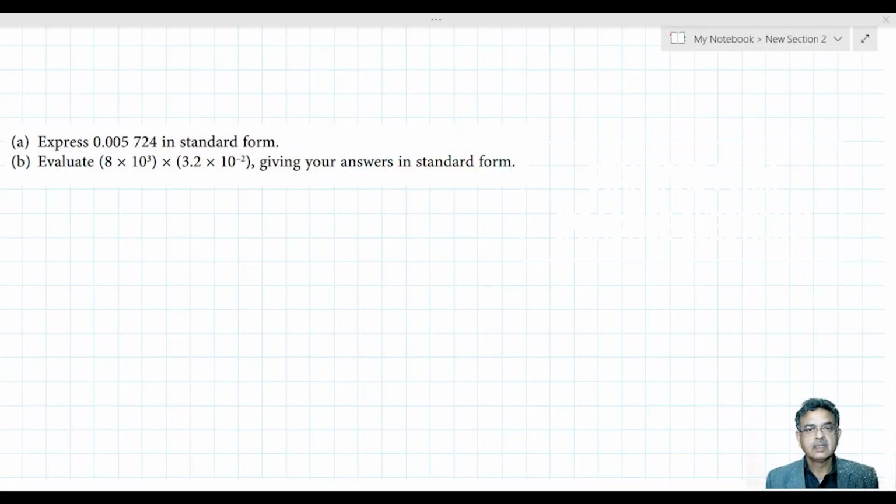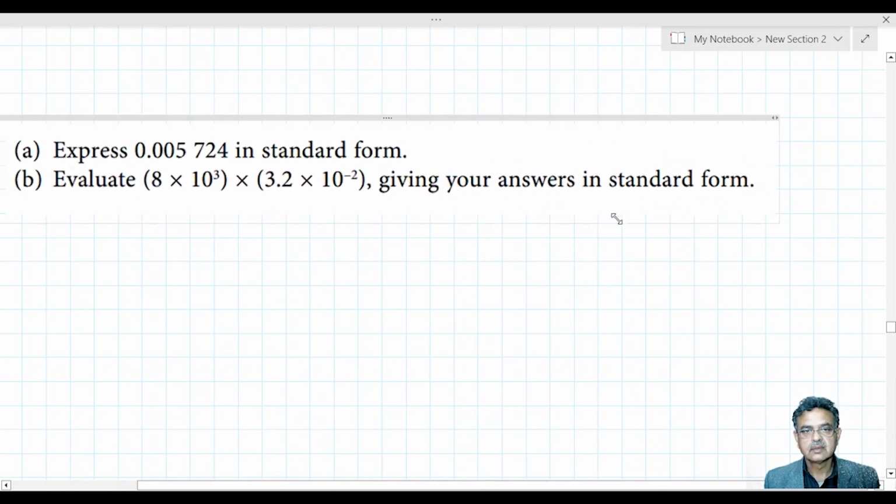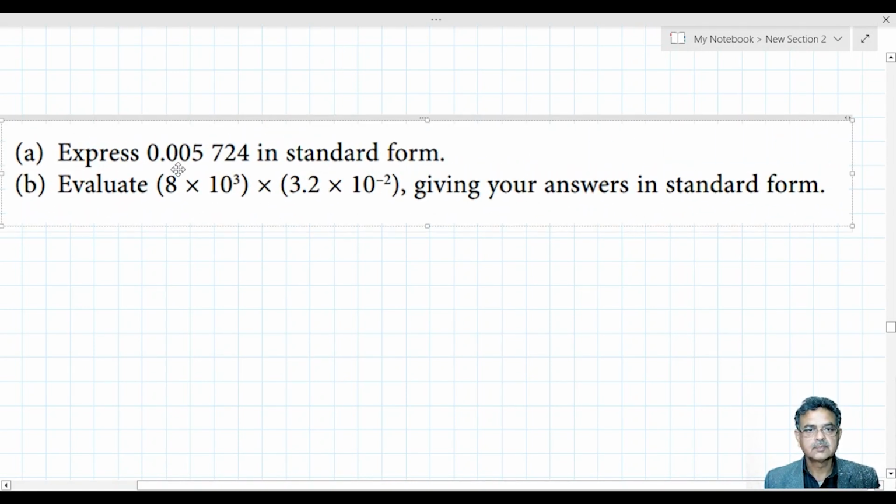Bismillahirrahmanirrahim. Now we will practice a few questions about standard form, and these are the questions we have already discussed. What does it mean? Now this is the first question: express this value in standard form.